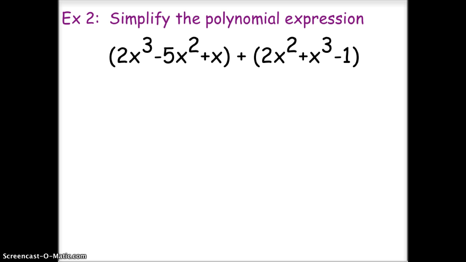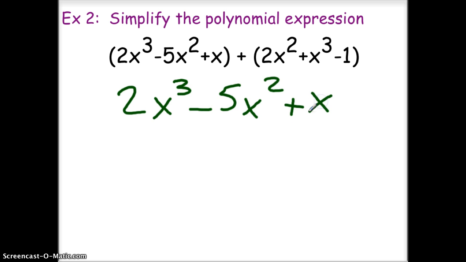So our next example, we are going to be simplifying the polynomial expression 2x cubed minus 5x squared plus x, and we're adding to that 2x squared plus x cubed minus 1. Now there's a couple different ways that we can do this. One thing that we can do is to align these vertically. So I'm going to rewrite that first polynomial, 2x cubed minus 5x squared plus x, and I'm going to write the second polynomial directly underneath so the different like terms are on top of each other.